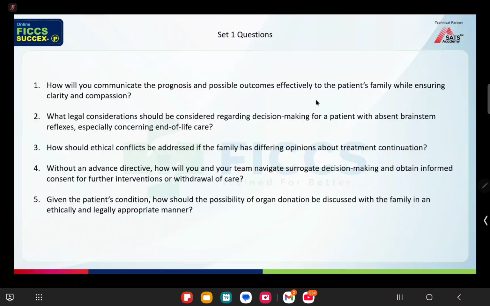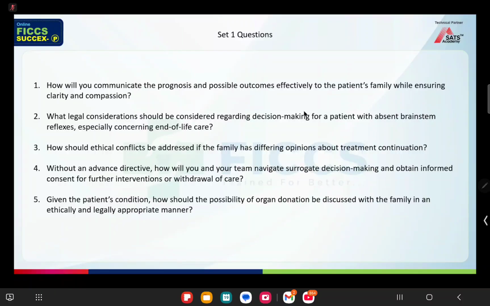How will you communicate the prognosis and possible outcomes effectively to the patient's family while ensuring clarity and compassion? You started it very well by saying SPIKES, but you should have actually told everything about the SPIKES at the same time. You just ended up saying about the setting and how much they know. If you have to answer this, you have to say that first and foremost, I will see who are the close next of kin to the patient, like the wife, the children, the parents. I would call all of them and make them sit in a room where they are comfortable. I will also sit in the room with them, sit across from them, and then start the conversation.